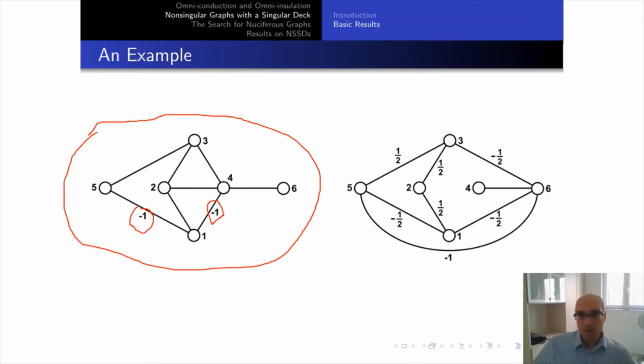Note that for the inverse, we have many more edges having weight not equal to 1, but that's fine. NSSDs can have weighted edges, so that is okay with us. By the previous theorem, this inverse is also an NSSD. So these are inverses of each other, and these are both NSSDs then.